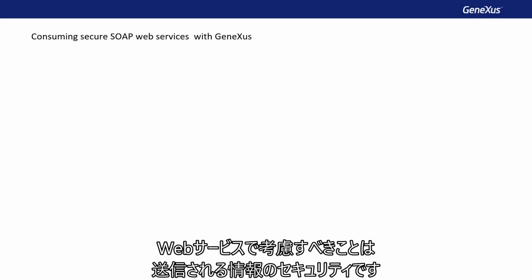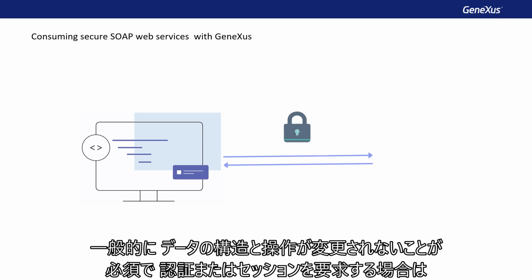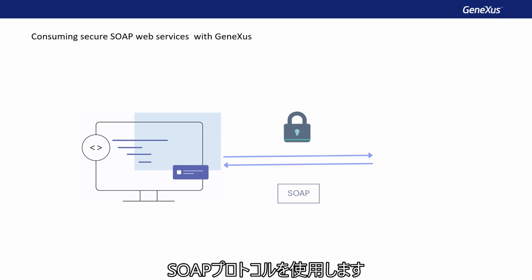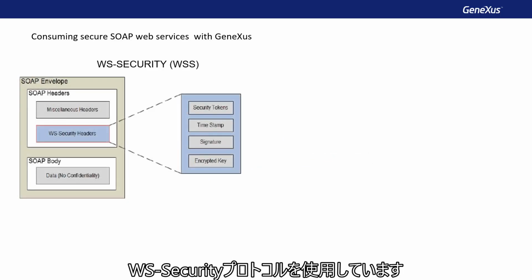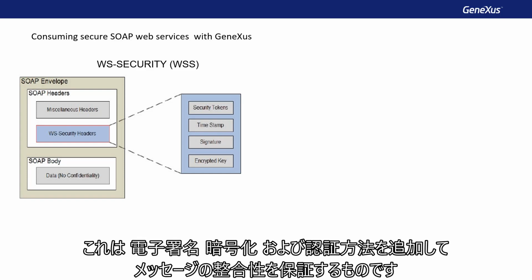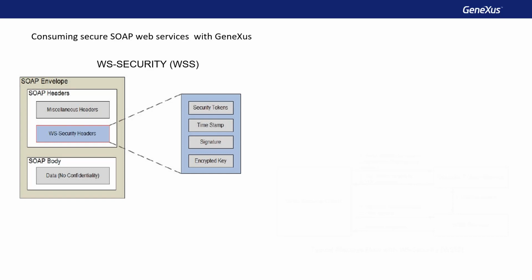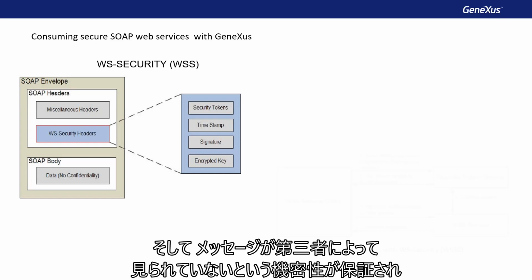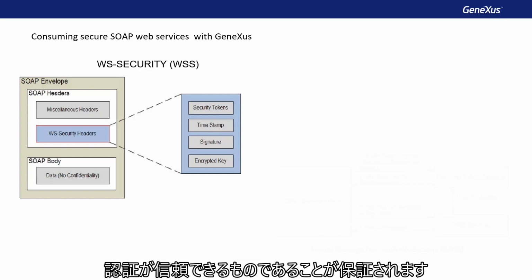Something that should be taken into account for web services is the security of the information that's transmitted. In general, when it's mandatory that the data structure and operations remain unchanged and authentication or sessions are required, the SOAP protocol is used. To add security to the SOAP message, many service providers use the WS Security Protocol, which adds a digital signature, encryption, and authentication methods that ensure the integrity of the message. In other words, that the message was not modified during transmission, its confidentiality, that the message is not seen by third parties, and that the authentication is secure, that the message credentials are not compromised.